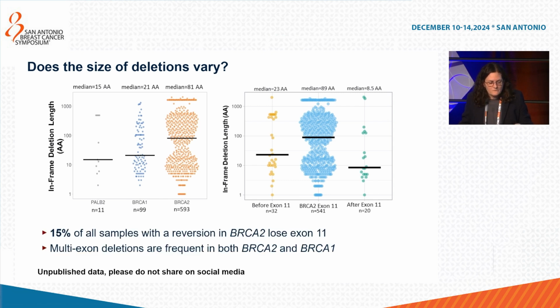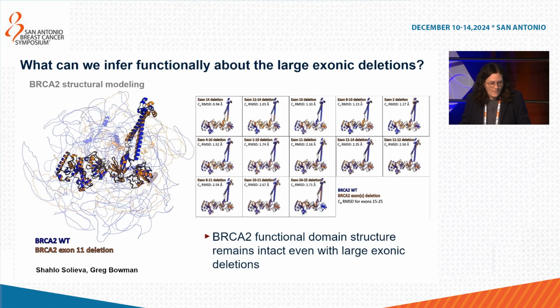And it's important to note that 15% of all samples with a reversion in BRCA2 lose exon 11, and that exon deletions are frequent in both BRCA2 and BRCA1. So what can we infer functionally about the large exonic deletions? We did structural modeling. This is using AlphaFold from Greg Bowman's group. He's a structural modeler. And it's important to note that the functional domain structure of exons 15 through 25, which is what Fergus was taking a look at, remains largely intact with even the large exonic deletions.